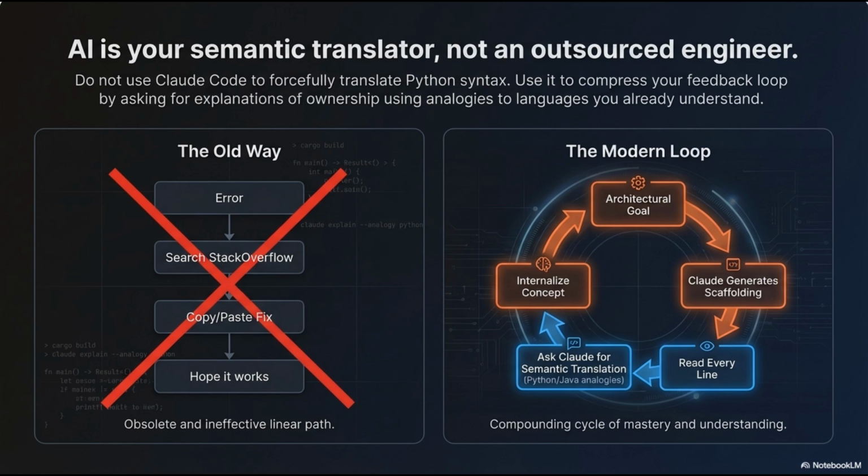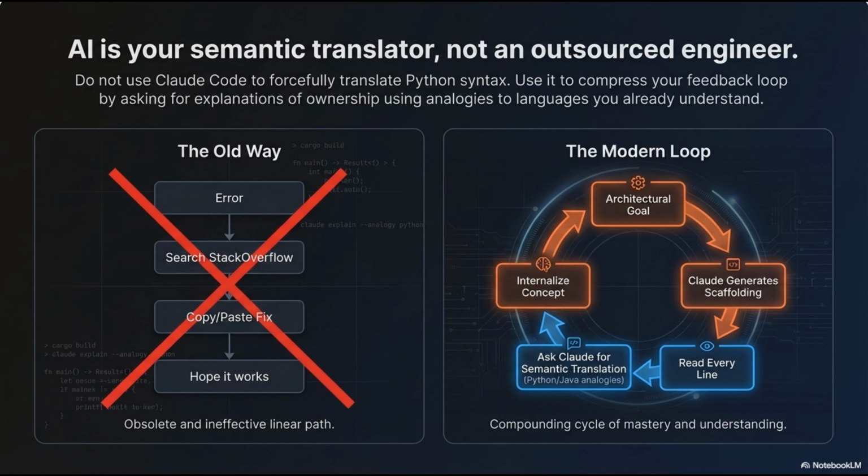Instead of spending 3 hours reading deeply theoretical documentation on move semantics, you ask Claude to explain it using analogies to the Java or Python concepts you already deeply understand. It grounds the alien mechanics in your existing mental models. It explains that in Rust, by default, passing a variable transfers ownership entirely, unlike Python, where you are just passing a shared pointer.